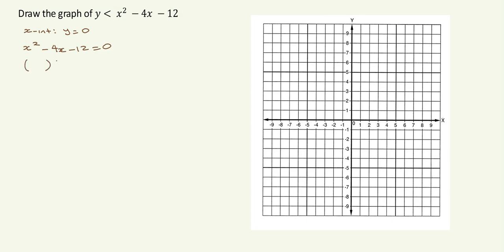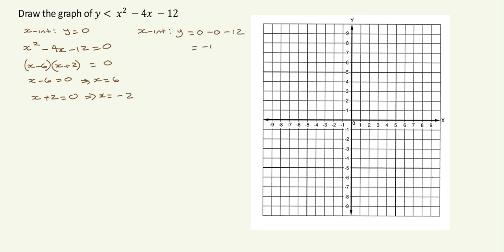So you factor this and you have x minus 6, x plus 2. So x minus 6 equal to 0, which implies that x equal to 6. x plus 2 equal to 0, which implies that x equal to negative 2. And then let's look at the y-intercept. We have y equal to 0 minus 0 minus 12, which is negative 12. So this graph probably will not fit it, so we'll try to figure a way to make it work.